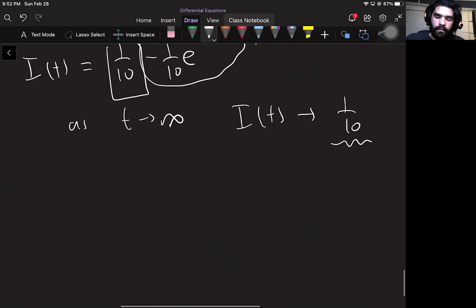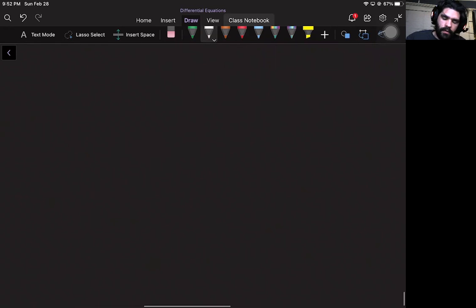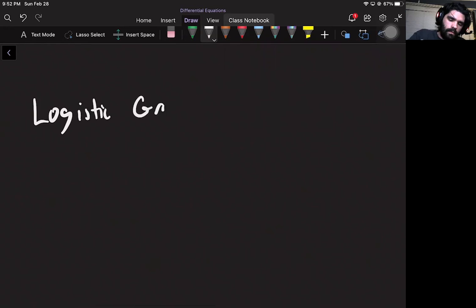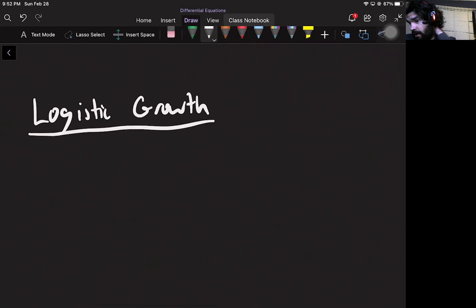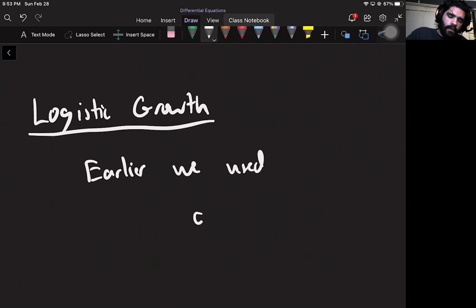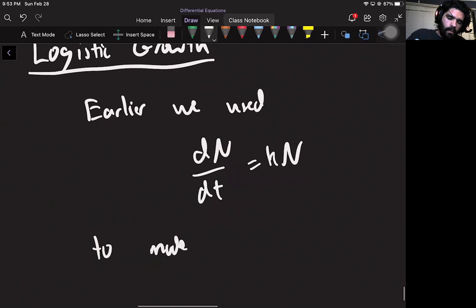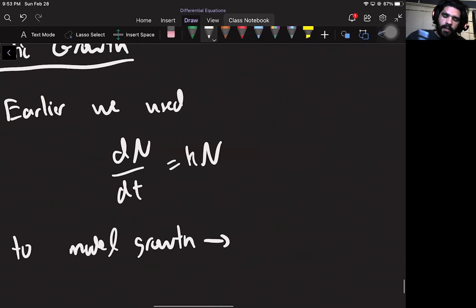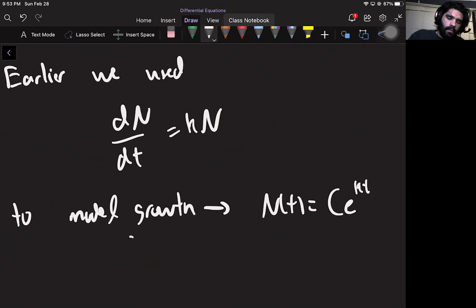Let's do one more that I like a lot. It's very relevant to coronavirus, so modern day times. It's called logistic growth, and it's another type of growth. So we did basically unlimited growth, where something just keeps growing forever. Earlier we used dN/dt equals kN to model growth. And one thing you could say is it gives you exponential growth, because you get something like this. So this really models exponential growth. The more time goes on, the bigger it grows, and it just goes up and up forever.